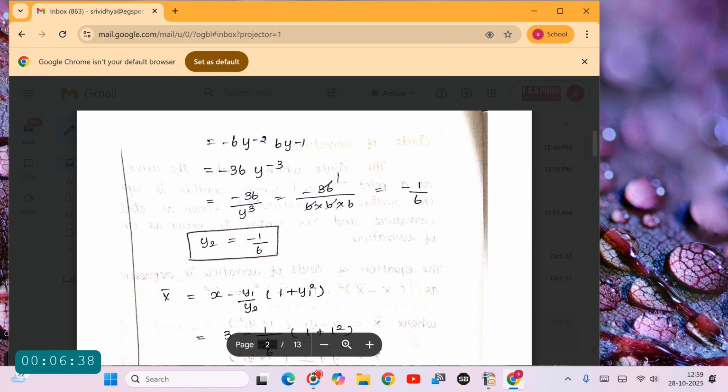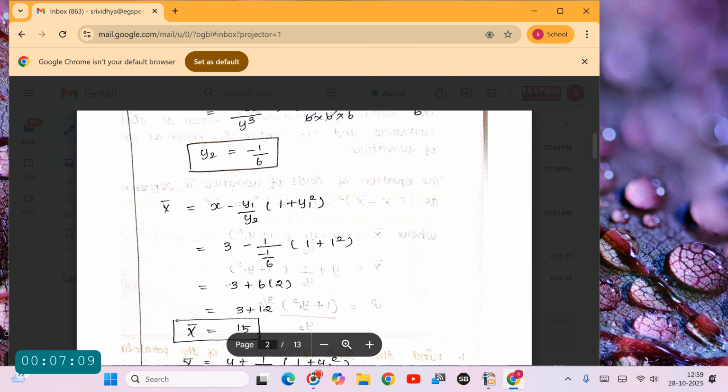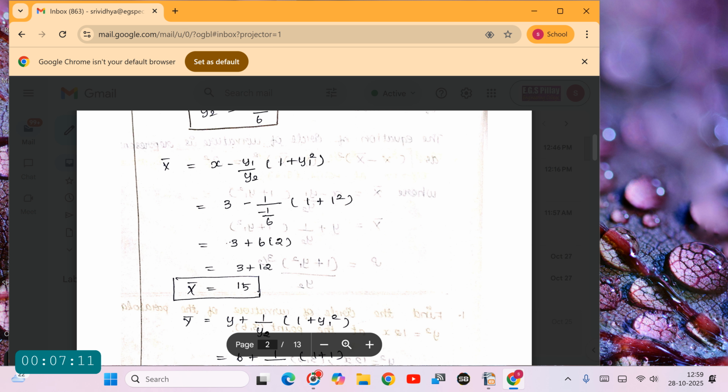Next, for framing the circle of curvature equation, our next requirement is to find x bar. Already we have seen the formula for finding x bar, the x component of the center of curvature. x bar is equal to x minus y1 by y2 into 1 plus y1 square.